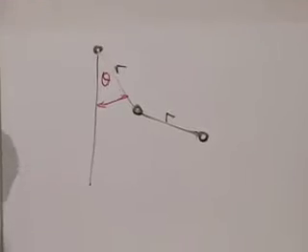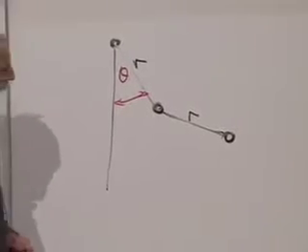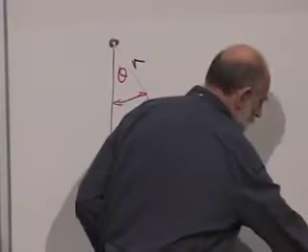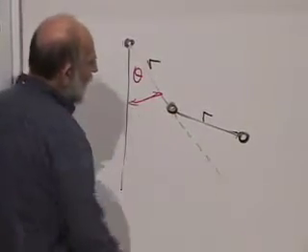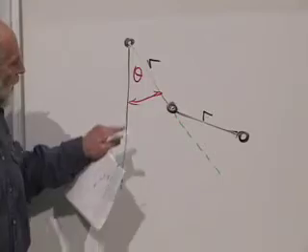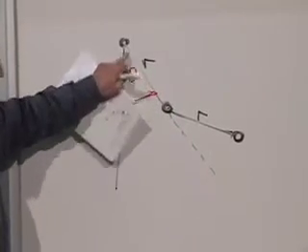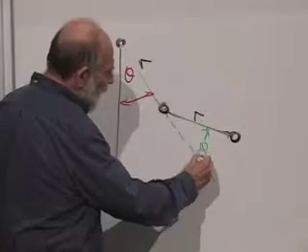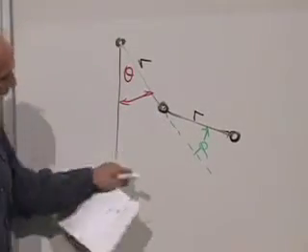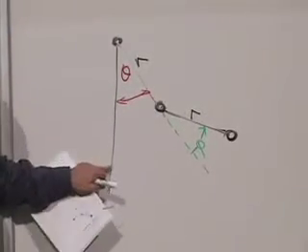Now you kind of have a choice. For the second pendulum, you could take the angle that the second pendulum makes with respect to the location of the first pendulum. We could call it phi. Or we could take the angle of the second pendulum with respect to the vertical.